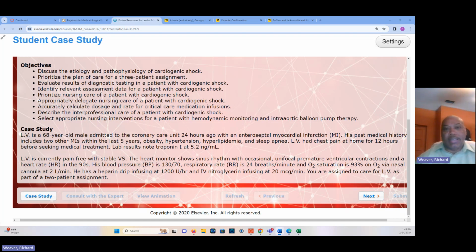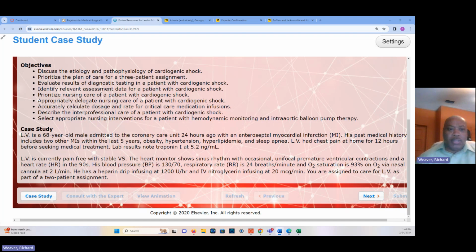Also, evaluate results of diagnostic testing in a patient with cardiogenic shock. In any disease process, it is important for you to know which labs and which imaging studies are needed to aid in the diagnostic process. And it is that diagnostic testing that becomes a part of your assessment. The next one is identify relevant assessment data for a patient with cardiogenic shock. And of course, we know that perfusion deficits are going to be more prevalent. Remember, I provided you all with a table that shows some very classic signs and symptoms of low perfusion states. So always refer to that. It doesn't change. A perfusion issue is a perfusion issue is a perfusion issue. So just keep that in mind.